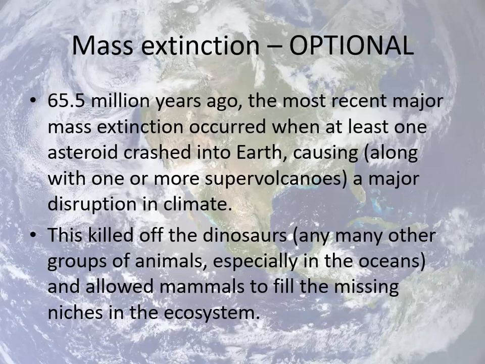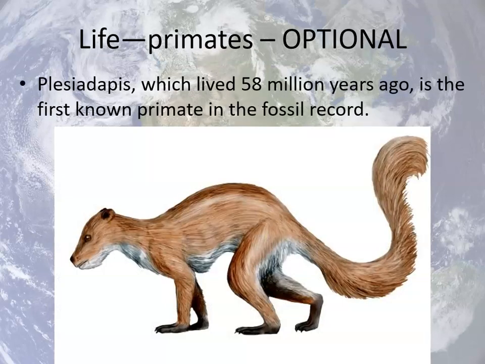There was already a lot going on. This may have either contributed to or at least exacerbated the effect of a major eruption of supervolcanoes around what at that time was the Indian subcontinent, which at that time was in the south part of the Indian Ocean. But this killed off all of the non-avian dinosaurs, which allowed mammals to fill a lot of the missing ecological niches during that time.